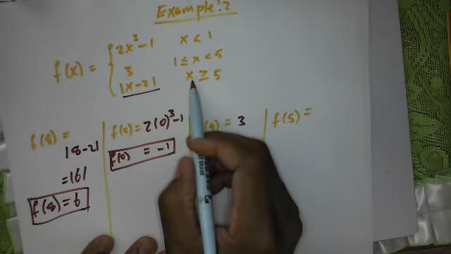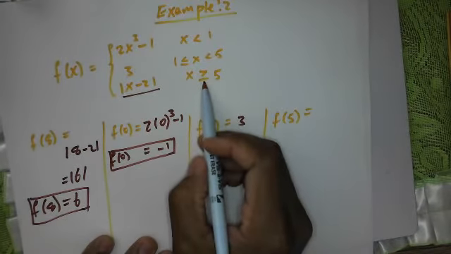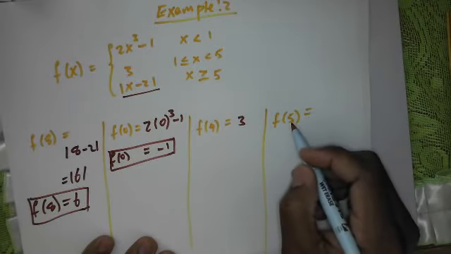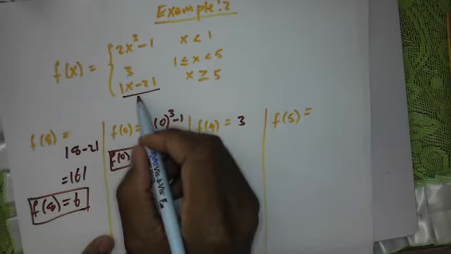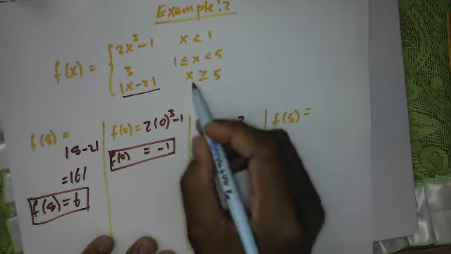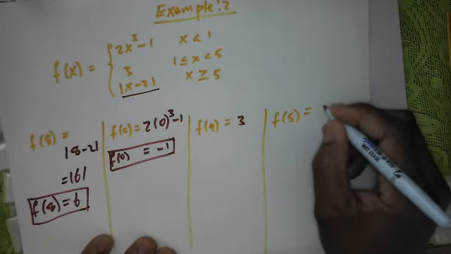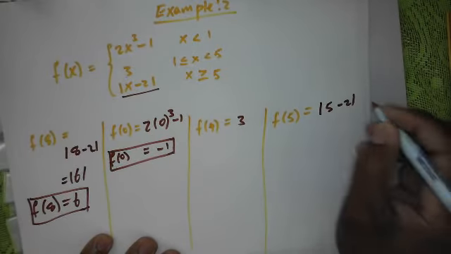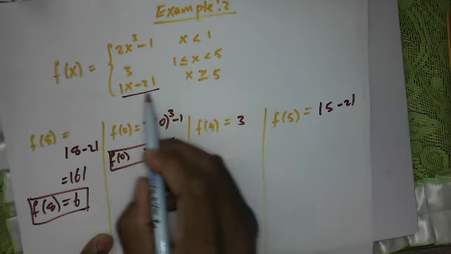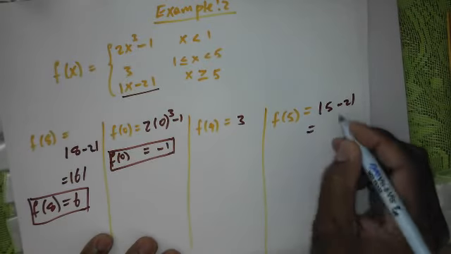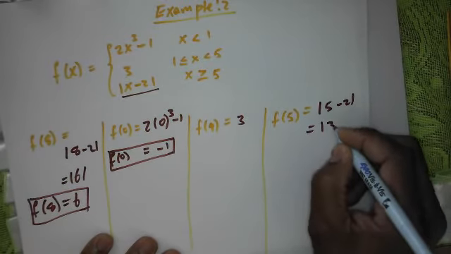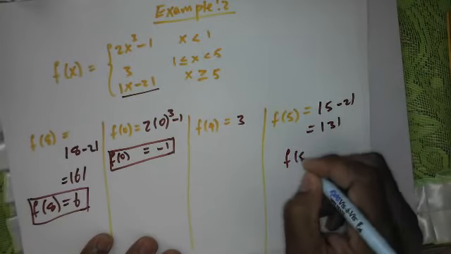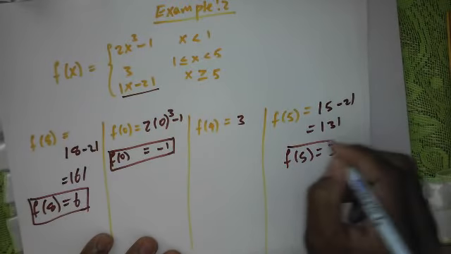This one says that x is greater than or equal to 5. And here x is 5, so you will be using this function because it matches this constraint. So that would just be the absolute value of 5 minus 2, because our x value is 5. Wherever x is, we put 5 there. So 5 minus 2 is 3, so that's the absolute value of 3. So f of 5 just equals 3.